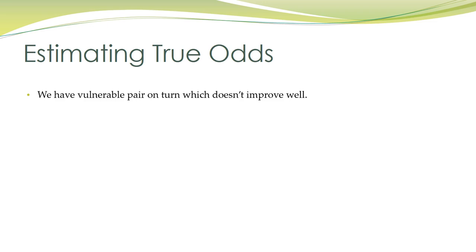So we have a vulnerable pair on the turn, which doesn't improve very well. We've just seen an example of that. And let's put some numbers to this. So let's say there's $100 in the pot and we're facing a $75 bet. So what that means is we're investing 75 into a total pot of 250. So that means we get about 30% pot odds. So as we've discussed, we can't just look at this and say, okay, I'm getting 30% pot odds. Do I have 30% equity? Great, I've got 30% equity I can call. Doesn't quite work like that.